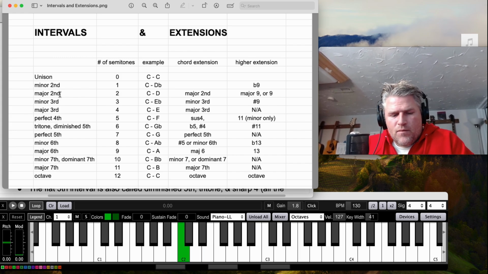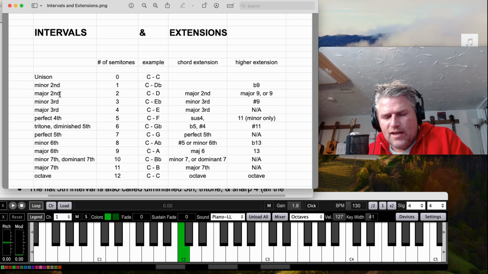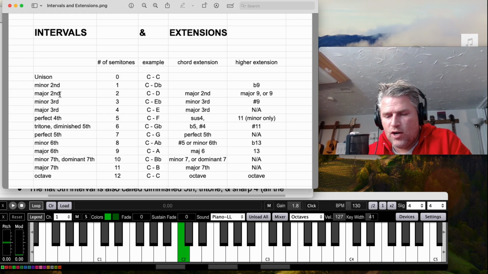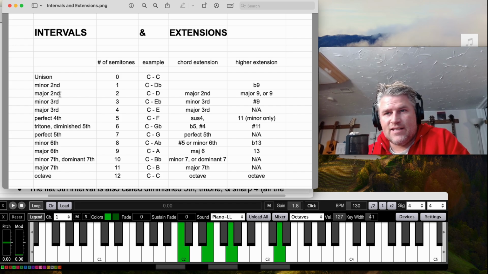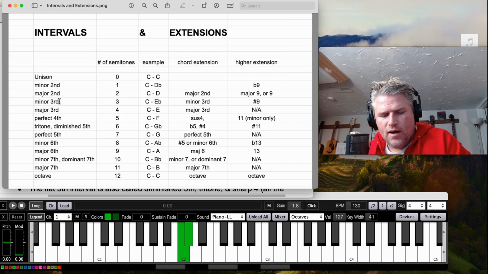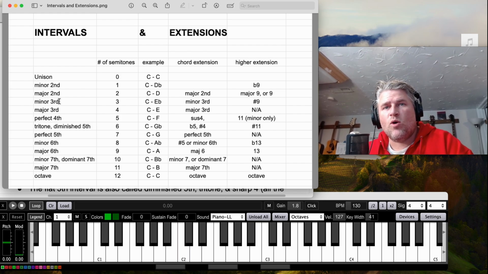So anyway, going from C to D is a major second, and if a chord asked for a 9, it's the same note, a major 9 or just a 9. It's up an octave there, so D. The next interval up after this major second would be going to this, and that's called a minor third.